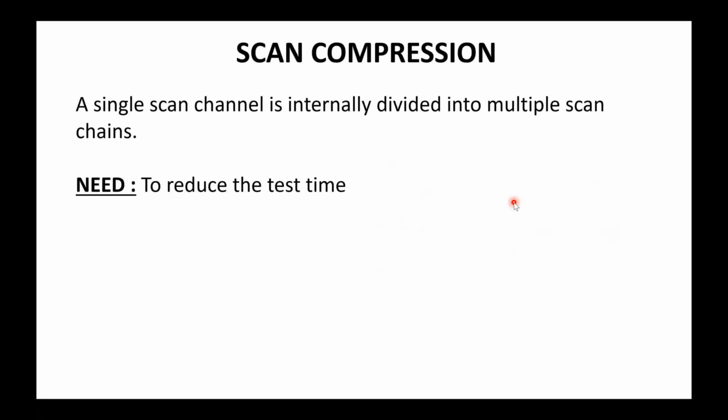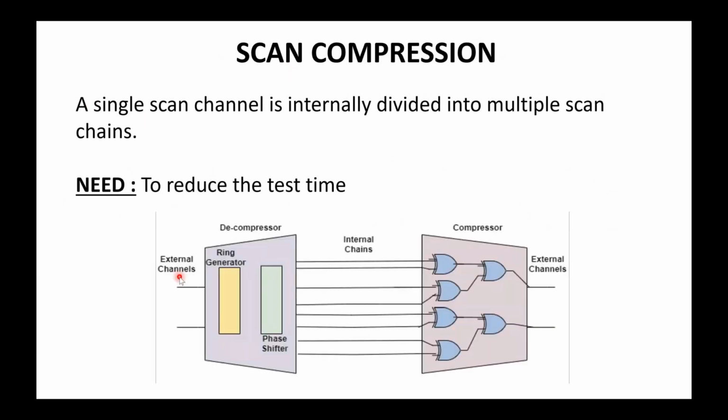Next is scan compression. Scan compression is where a single scan channel is internally divided into multiple scan chains. The need for compression is to reduce test time and to reduce test data volume. How it is done, we will explain during the course. With the help of formulas, we will explain how compression reduces test time and test data volume. So this is what compression is.